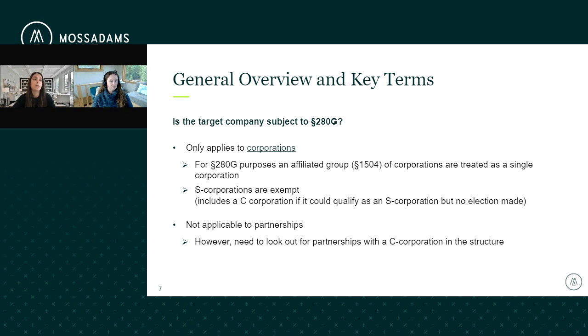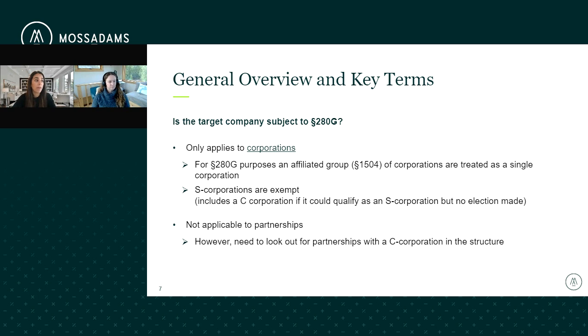And so moving on to a general overview and key terms, first you need to consider whether the target company is subject to Section 280G. And Section 280G only applies to corporations. For 280G purposes, an affiliated group of corporations are treated as a single corporation. And then S corporations are exempt from Section 280G, and this includes a C corporation if it could qualify as an S corporation, but no election is made.